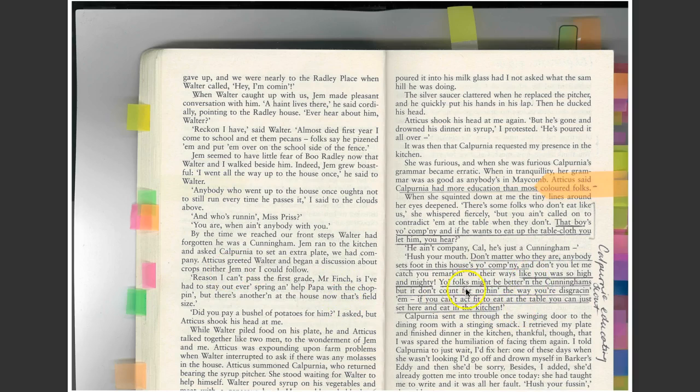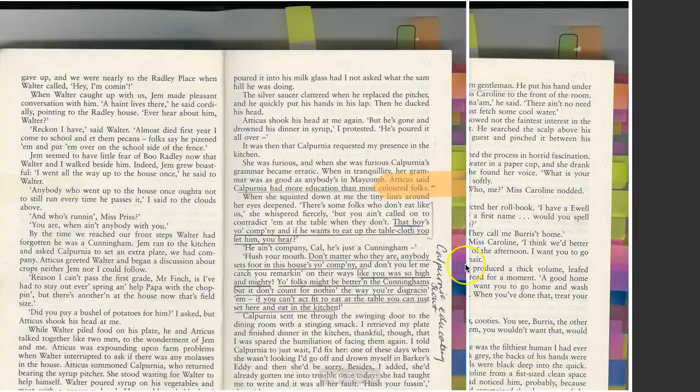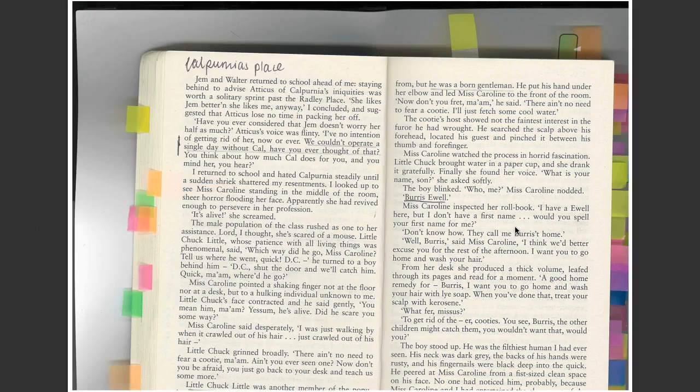Okay, and she says, like you were so high and mighty, you folks might be better than the Cunninghams, but it don't count for nothing the way you're disgracing them. If you can't act fit to eat at the table, you can just sit here and eat in the kitchen. So Calpurnia is educating Scout herself in the way that she has to behave as a young lady who, compared to the Cunninghams, is relatively wealthy, and so she should behave accordingly. And that's just a bit of characterization there, but also the ethics of Calpurnia and the ethics that she is trying to instill in the children from what she has learned from Atticus as well.